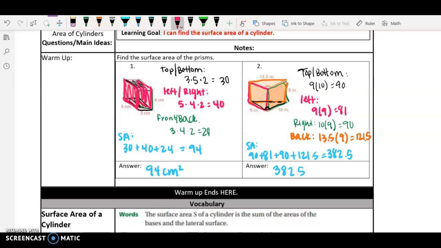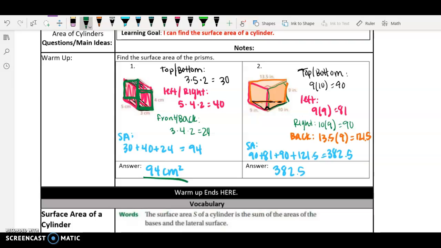And then the front and the back. The front is in green here, and so that's 3 times 4, and that matches the back section. So we do times 2, and we get 24, and then we add those up. And when we do that, we get 94.